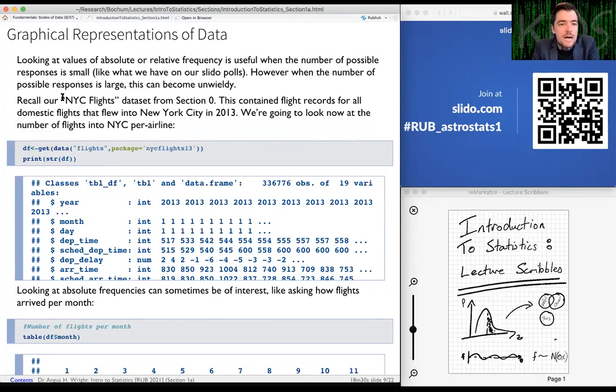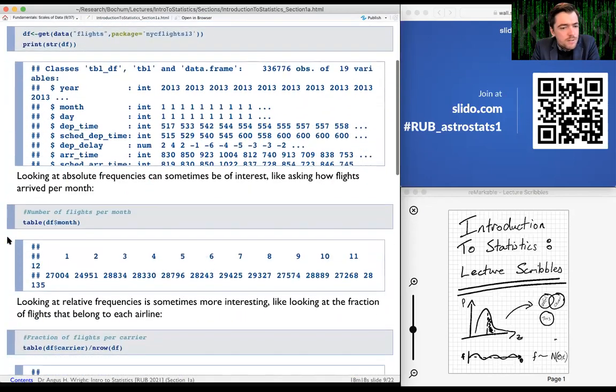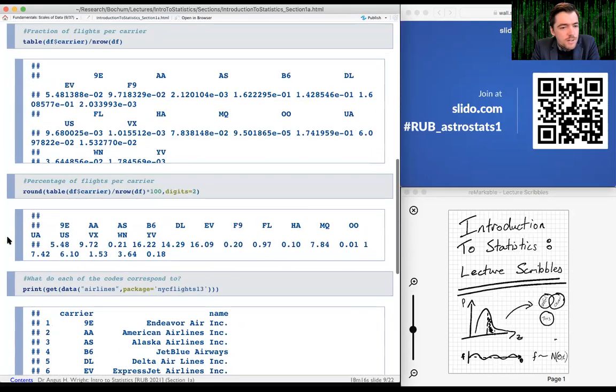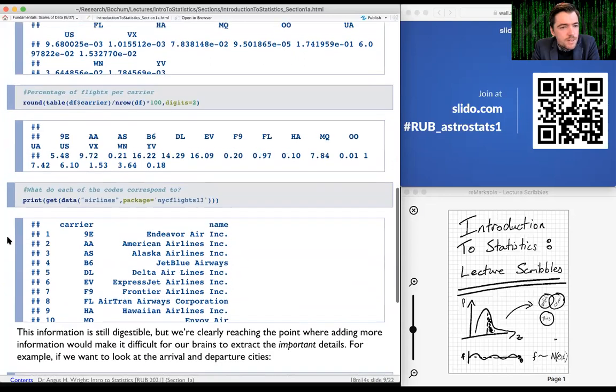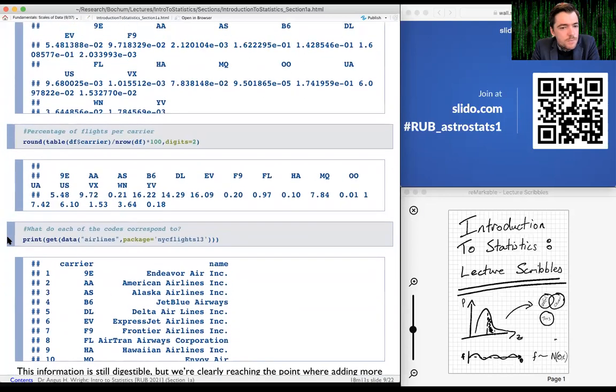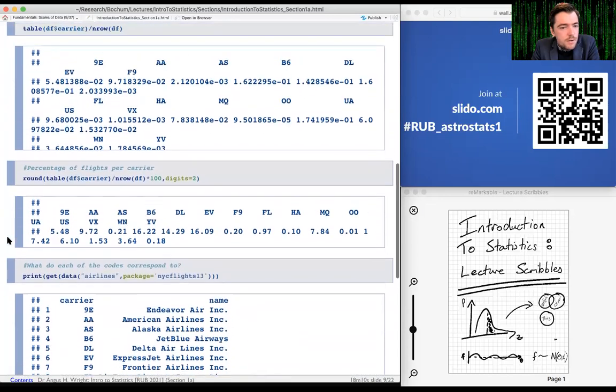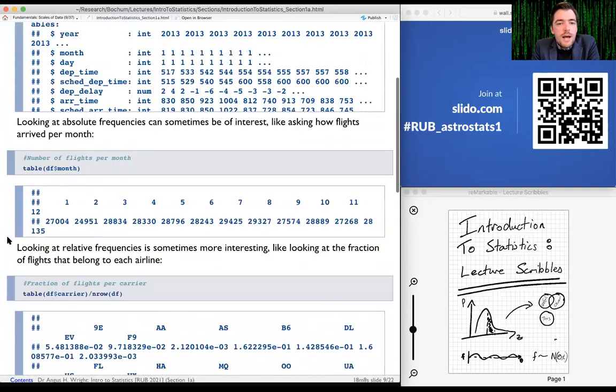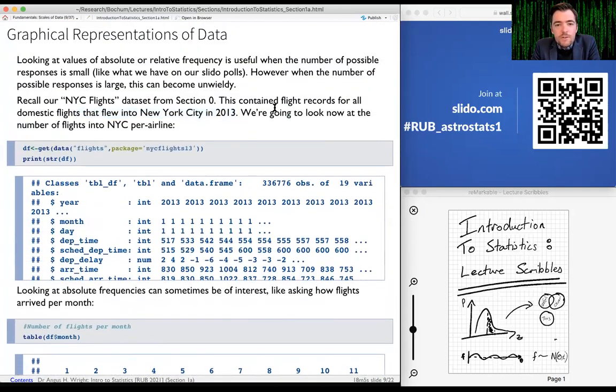You might recall that last week we looked at this New York City flights data set, which essentially contains all records of domestic flights that flew into New York, that flew out, was it into or out of? I think I've made a mistake there. I think that should say out of. Yes, I should have said out of. Right, that flew out of New York City in 2013.